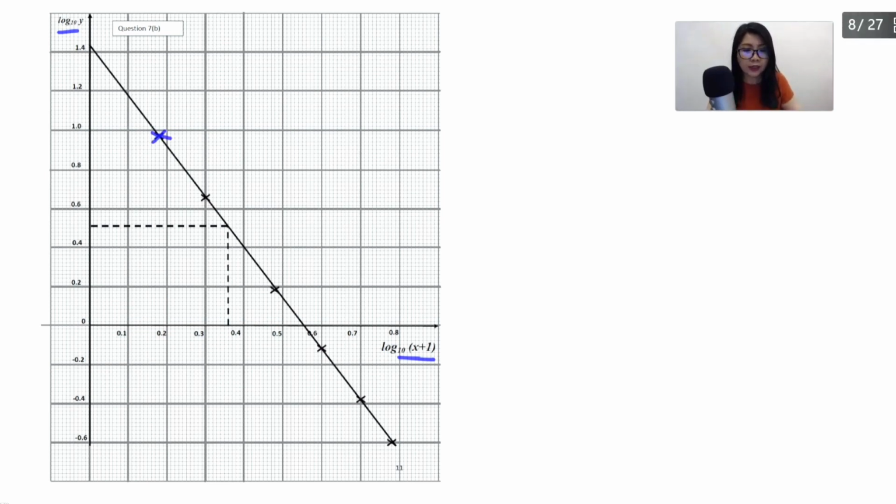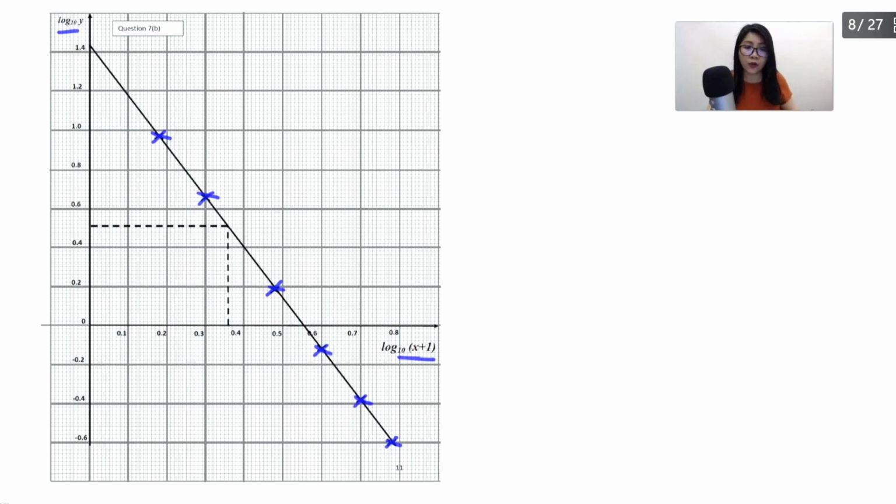Then the second point is 0.3, 0.66, which is here. Then the third point, 0.48, 0.19, is here. The fourth point is 0.60, negative 0.12, here. Then the next point, 0.7, negative 0.38, is here. And lastly, 0.78, negative 0.6, is here.